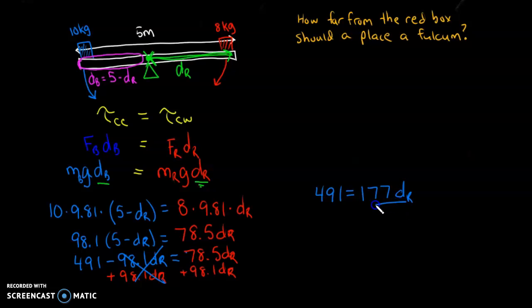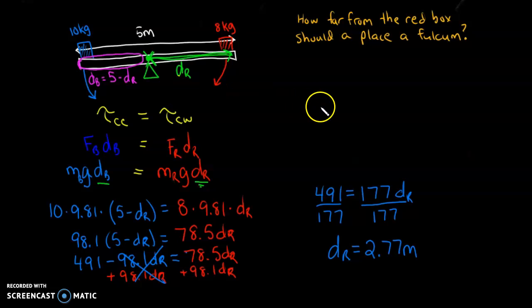Now all I need to do is divide both sides by 177. And I get an answer of dr equaling 491 divided by 177. So 2.77 meters. That is the distance from the red box to the fulcrum.